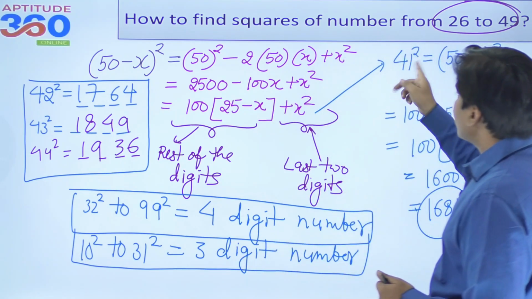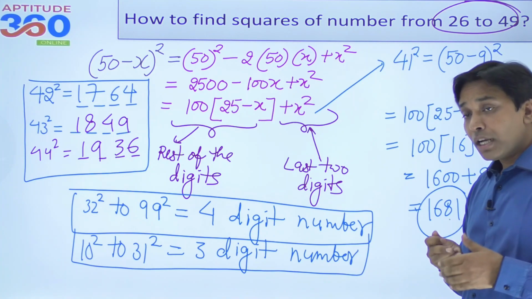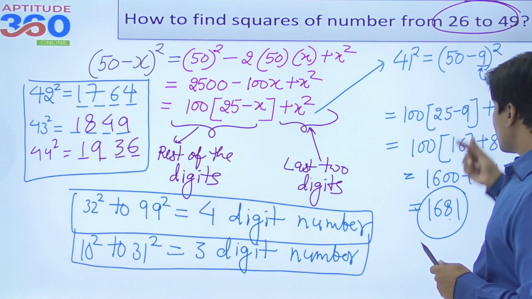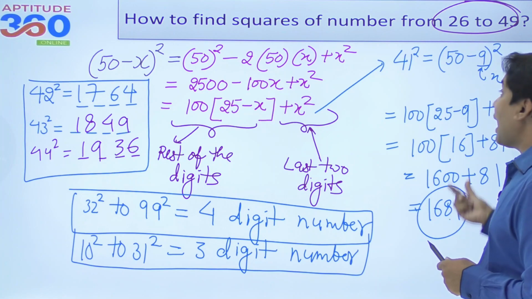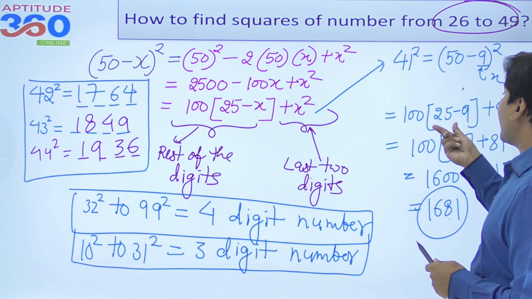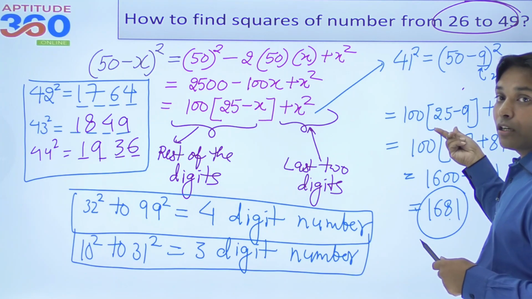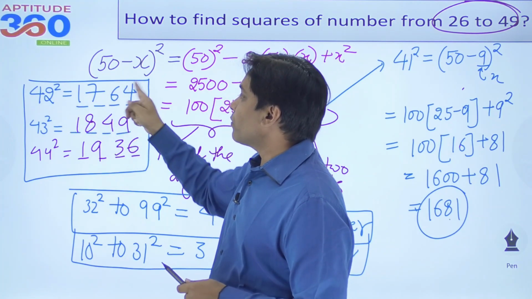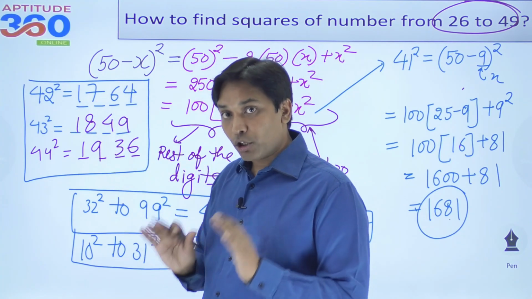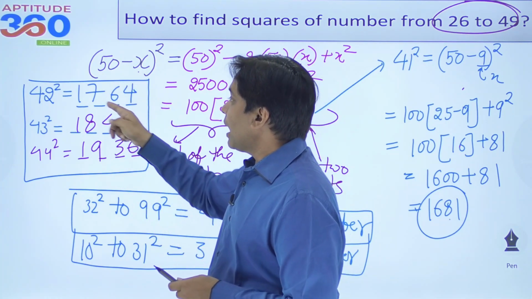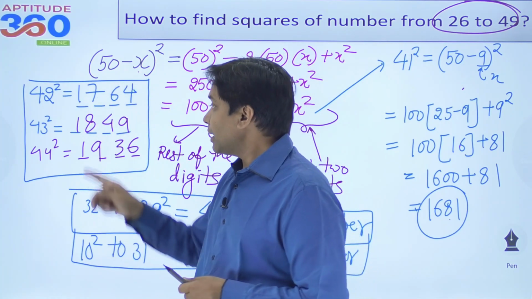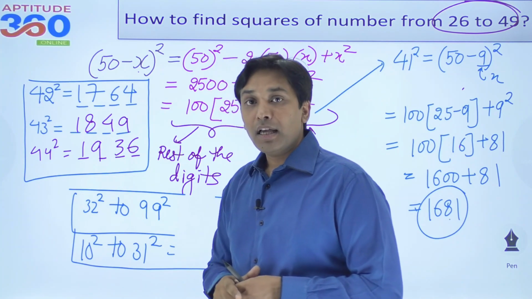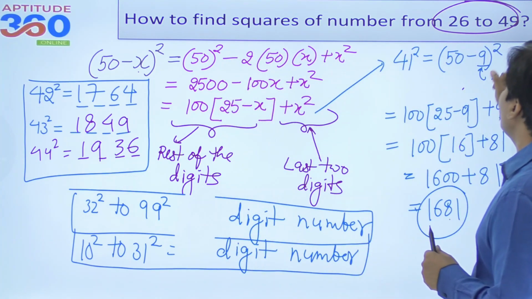So I said that if I need to find out 41 square, I'll do what? I'll say that this number is 9 less than 50. So the last two digits will be coming from 9 square. And how do I get the first two digits? 25 minus that difference. 25 minus 9 is 16. Similarly, if I need to find out 42 square, I'll say that the last two digits will be 8 square, which is 64. And how do I get 17? 25 minus 8 is 17. In this case, 25 minus 7 is 18. In this case, 25 minus 6 is 19. Does this make sense? I'll do one more and then we will move ahead.